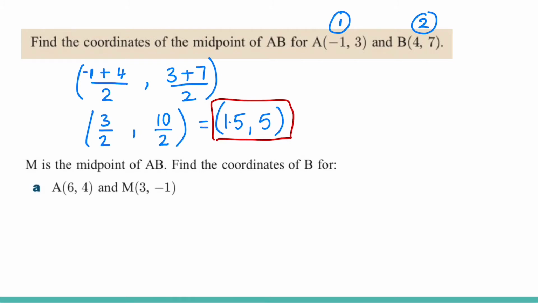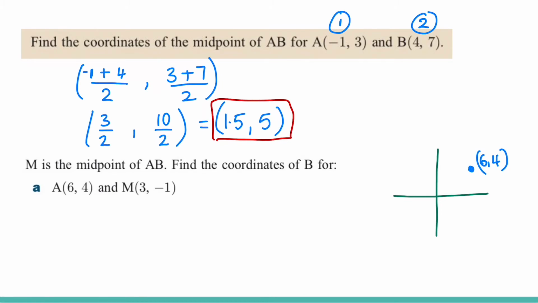So the second question here is a little bit trickier, and we need to be quite careful thinking this one through. So I'm going to just draw it out to help me. So I'm just going to draw a very rough set of axes. And it says that M is the midpoint of AB, and I'm having to find the coordinates of B. So A is 6, 4. So very roughly, that's somewhere here, 6, 4.